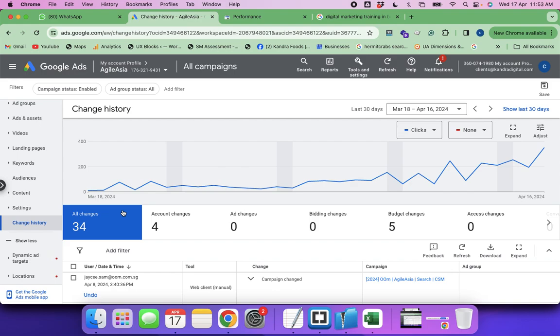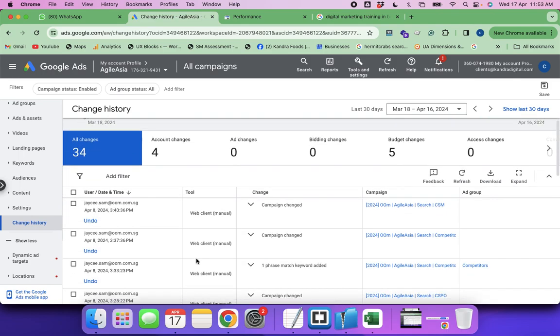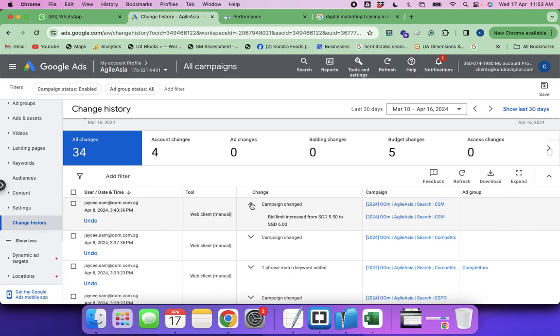Okay. Yeah. So look at this here. These are the changes done. When was this done? April 8th, 3:40:36 p.m. Campaign changed. What are the changes? Bid limit increased from SGD 5.50 to SGD 6.0. So these are the kinds of changes you get to see here.